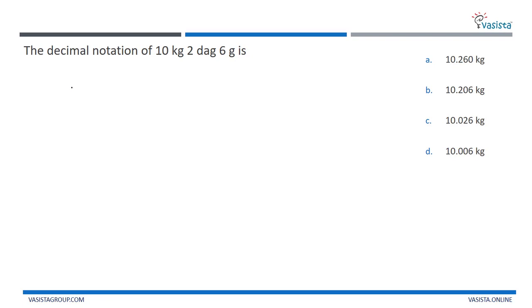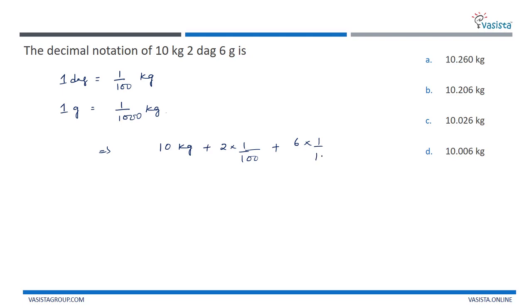So here, 1 decagram is equal to 1 by 100 kg. This is a very important thing, right. And as well as 1 gram is equal to 1 by 1000 kg, right. Now simply substitute, you are going to get this, that is 10 kg plus 2 into 1 by 100 plus 6 into 1 by 1000.